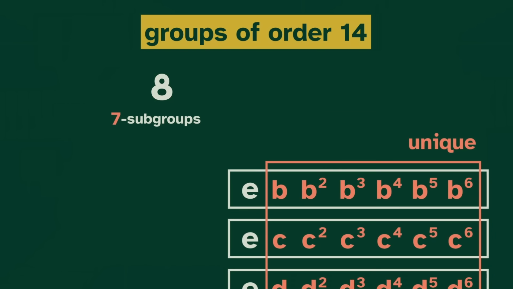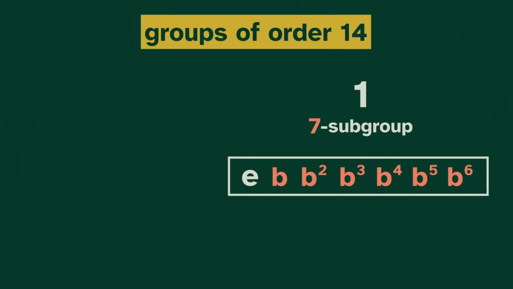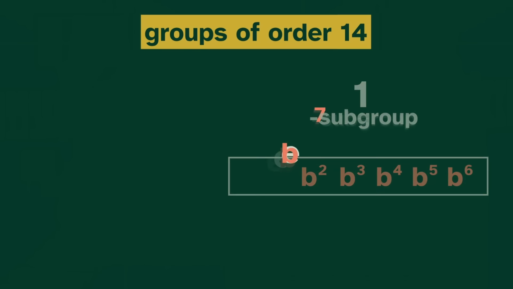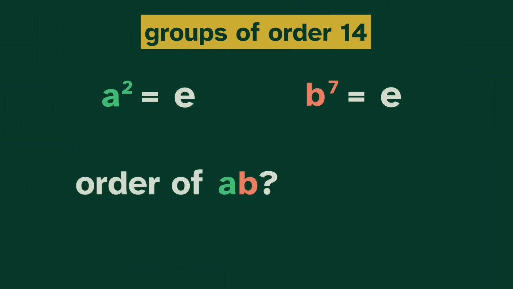So 8 different subgroups, each with 6 unique elements, totals to 48 elements, which is a problem because there's only 14 elements. Exactly. So there must be only one 7 subgroup. We have B with order 7, and remember we also have A from the 2 subgroup. It has order 2. What if they combine? What's the order of AB?